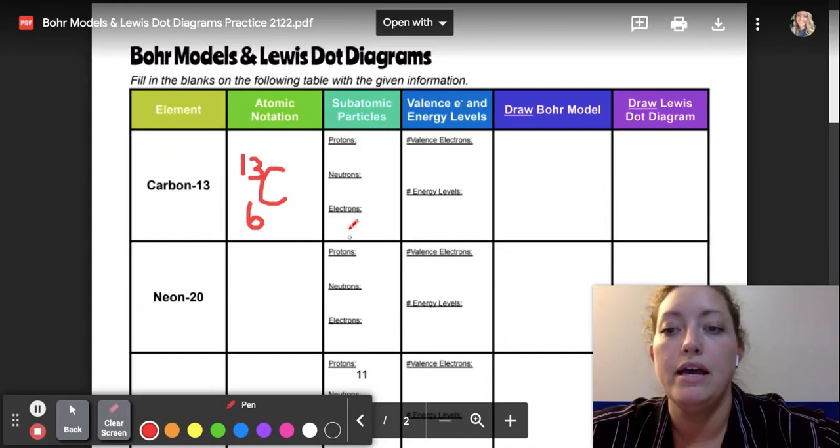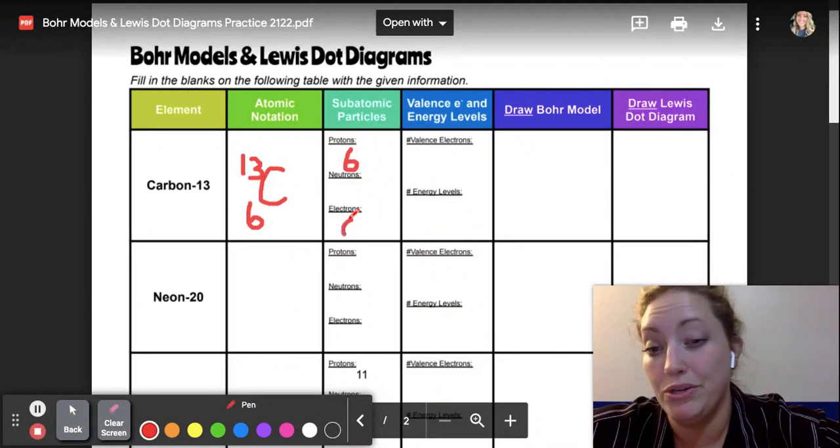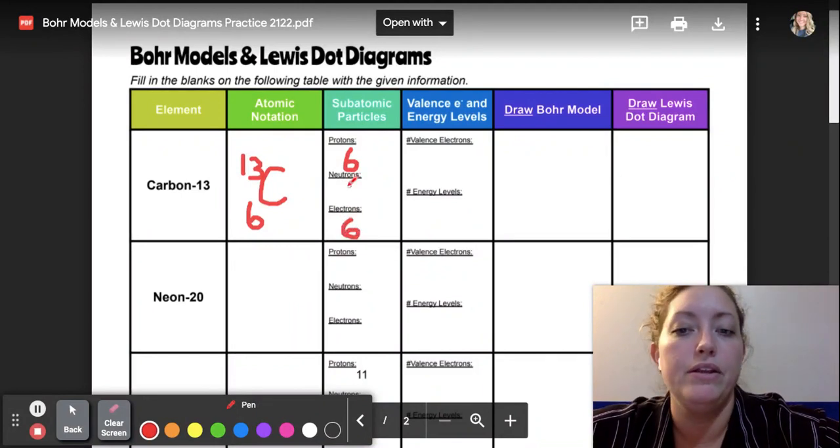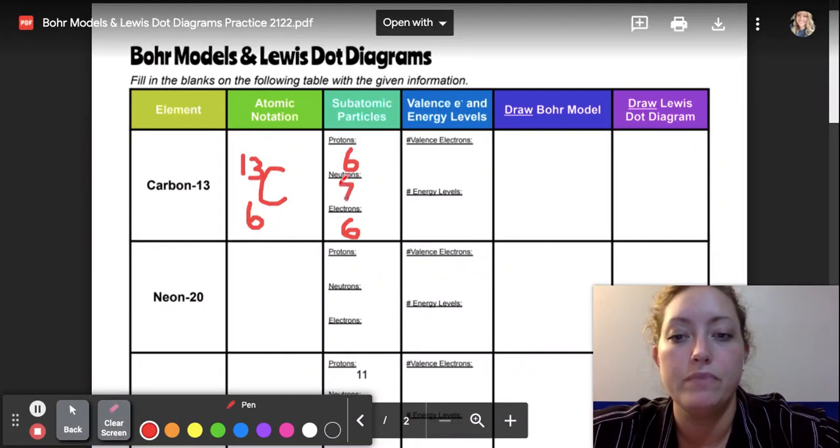For this one, since it has 6 protons, it's 6. Electrons, if it's neutral, will be 6. And then neutrons is going to be mass minus the protons, so this one would be 7.